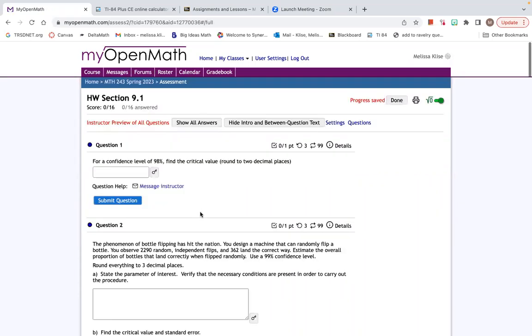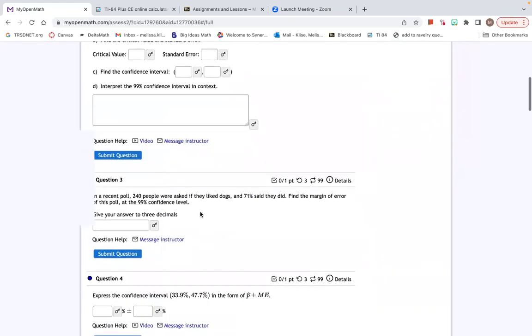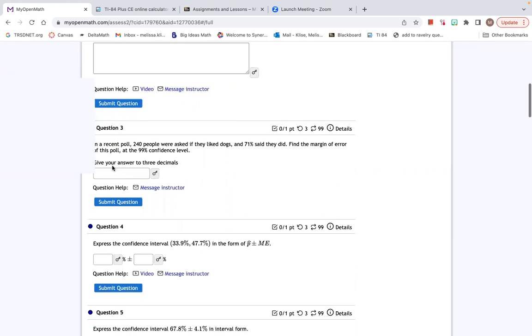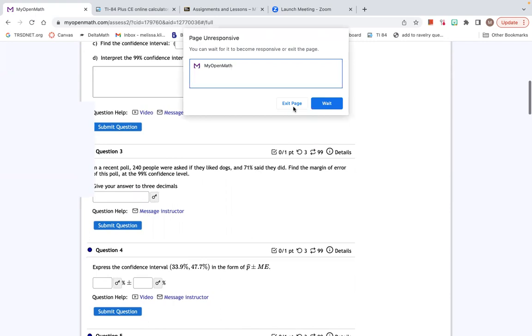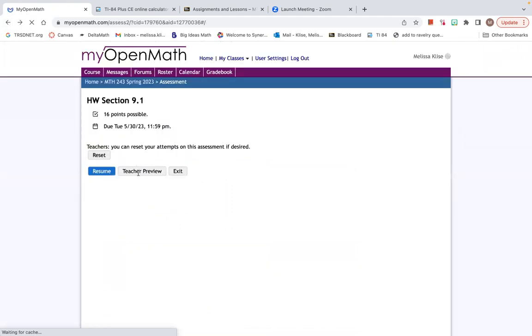Oh, shoot, I lost it. About the 17%. Yeah, we can just go through it together. 71%. I don't know why I have this weird blue thing there. The 240 people were asked if they like dogs. 71% said they did. So 0.71 times... Well, see, the thing is, you don't need... uh-oh, exit page. No, I don't want to do that. Okay, let's go back. Doggone it. It's a funny question about dogs, and I say doggone it. I am a very goofball.